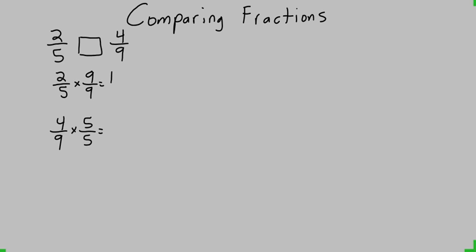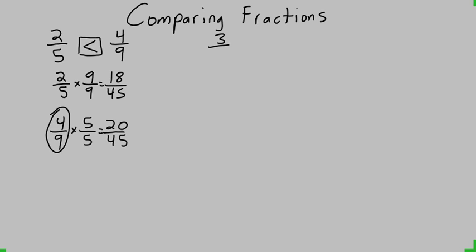And for 2/5, I end up with 2 times 9 is 18, 18 45ths, and 20 45ths. So I'm looking for the greater one. Well, 20 is greater. So 4/9 is the greater fraction. All right. I'll give you one more example of this.